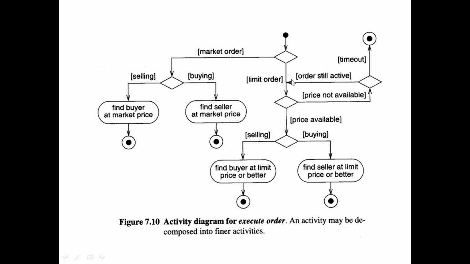So you can see here different conditions, how else you can draw it. So this is an activity diagram for execute order. So you can see fine orders, so everywhere decision making is happening based on what should happen. So this is the start, and you could see it could end in any of these ways, right? Where a seller at limit price or better, a buyer at limit price or better, right? So you can see where all it could end, the different points.